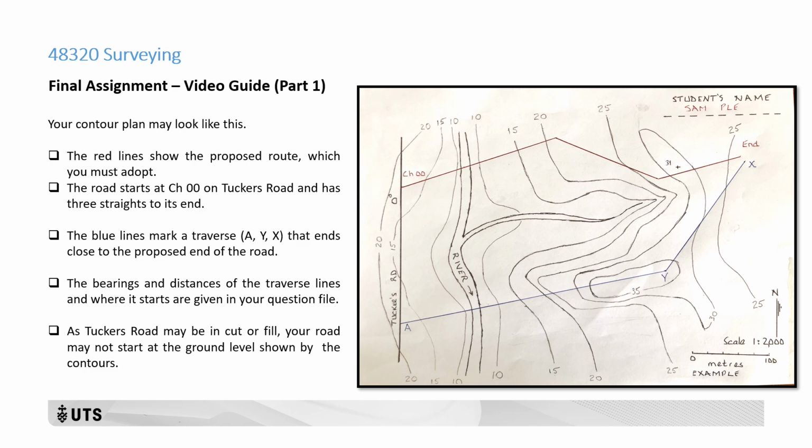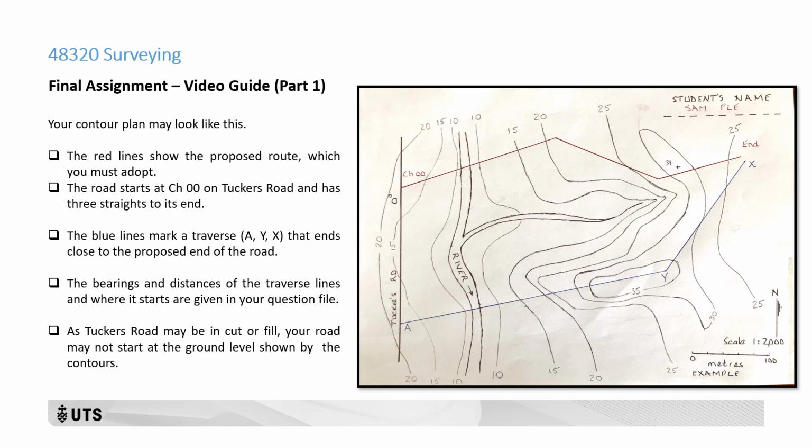The blue lines mark a traverse that the survey party's done. They've come from A to Y to X and they've put a peg in that's going to be close to the end of the road. And the data for that traverse line are shown in your question file. You need to read that there.